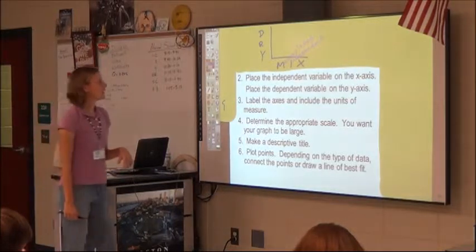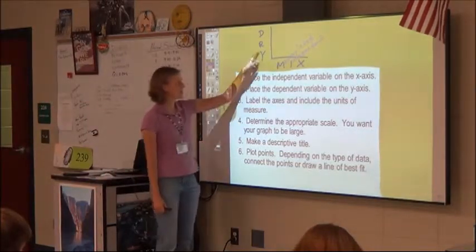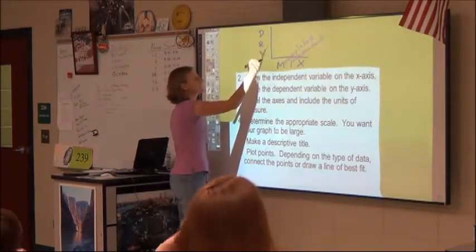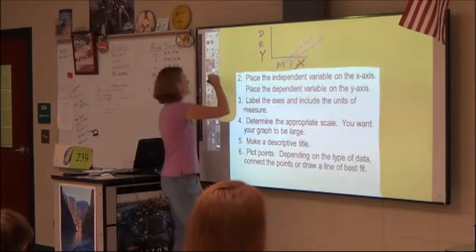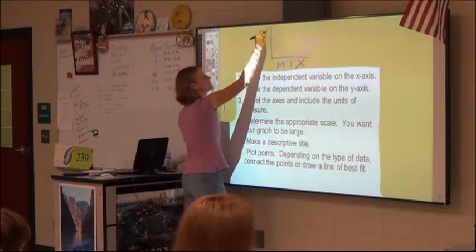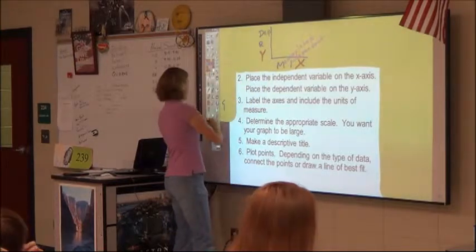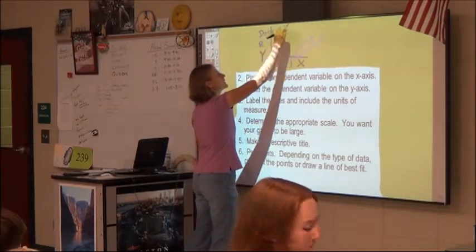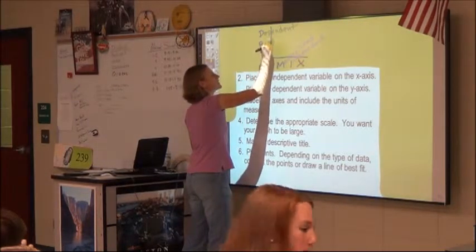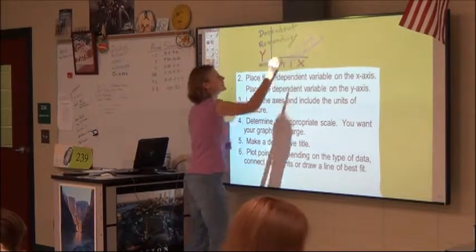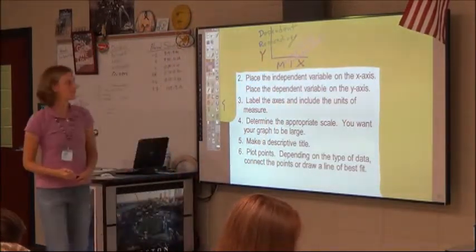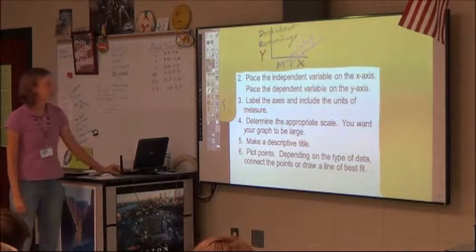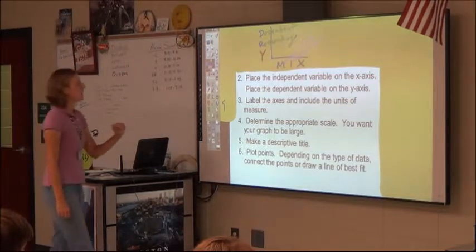And then what's the DRY part? The Y is y-axis. Good. R would be responding. Hopefully yours is a little less messy than mine, and there you go. So hopefully that will help you remember where they go.